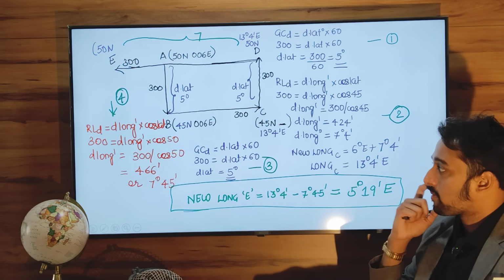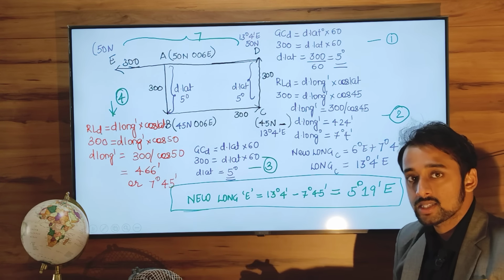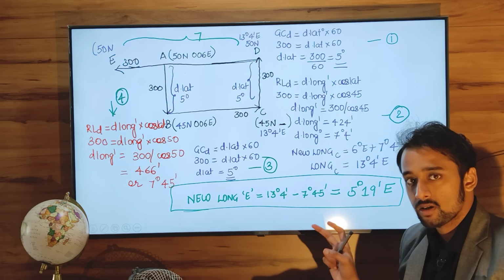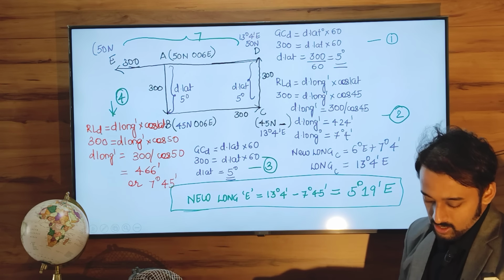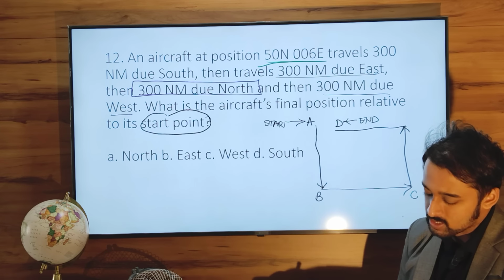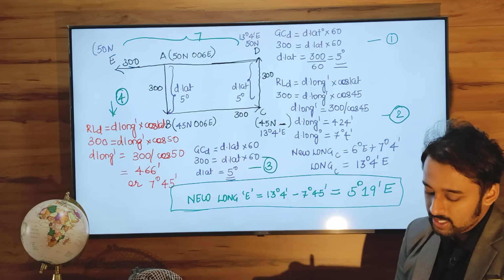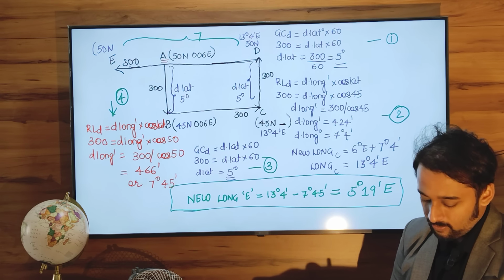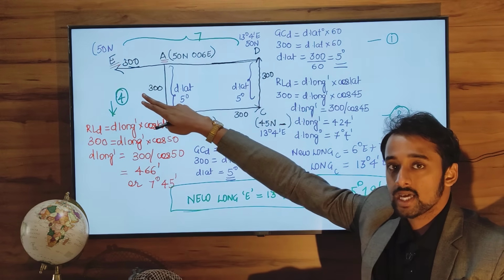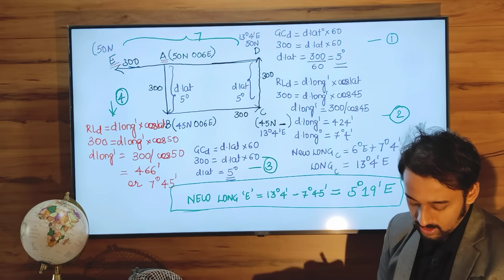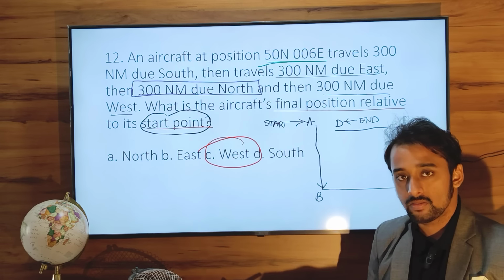Okay, so remember this. Pause this video, write this sum twice, just copy this sum twice, and then the third time do it on your own. Okay, now the final question is, what is the final position relative to the starting point? Our starting point was A and the final position is E. So E is to the west hand side of A, or left hand side of A. So the correct option will be option number C.